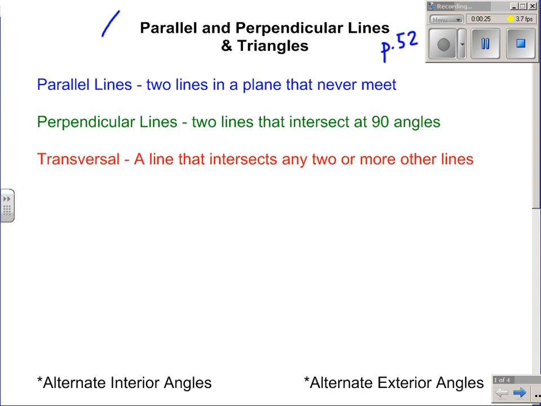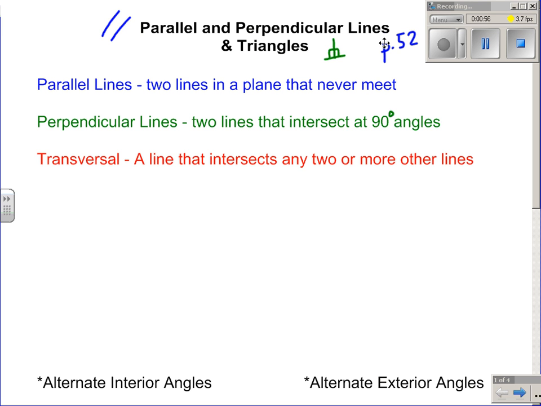Parallel, as we'll see, are two lines that will never ever meet. And then perpendicular lines are two lines that meet and form 90-degree angles, which would look like that. So go ahead and copy down the definitions for parallel lines. Again, two lines in a plane that never meet. Perpendicular lines are two lines that cross and intersect at 90-degree angles. And then the transversal is a line that intersects any two or more lines.